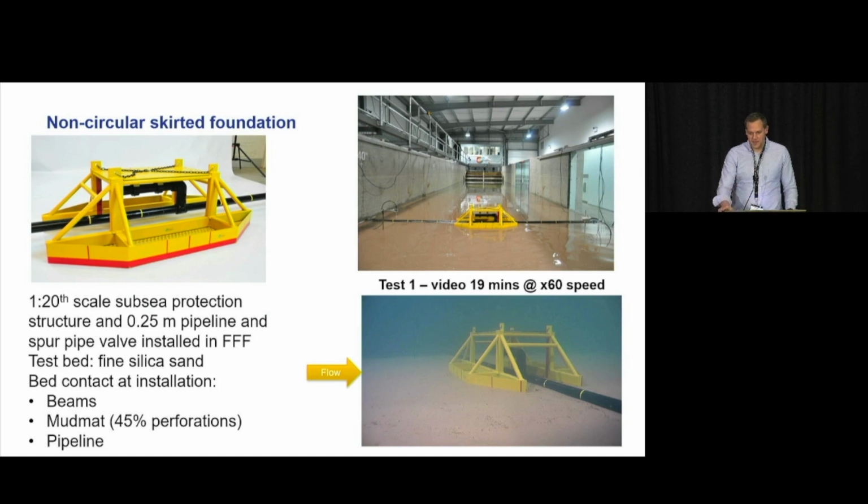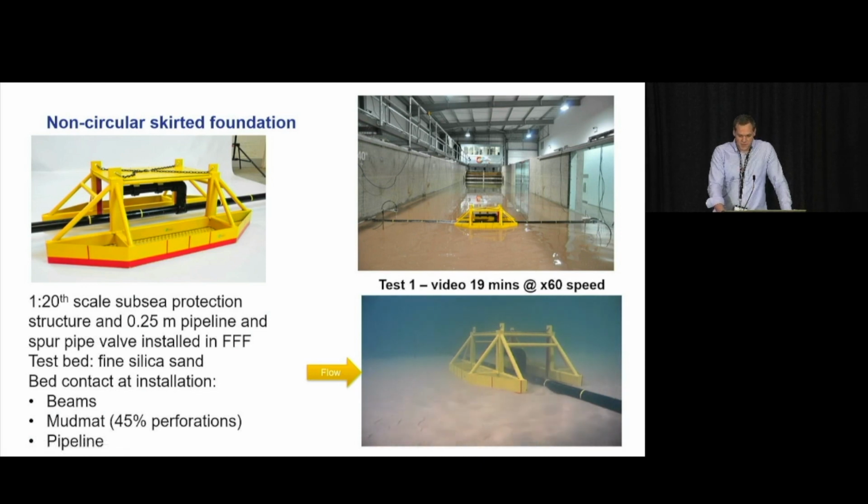So this is another type of subsea structure. This is now combining the pipe we saw in the first case study with the subsea structure in the second. We've now got the two together. And this is a protection structure that's protecting this spur here on top of the pipeline. And I'll play this video for you. This is sped up 60 times.